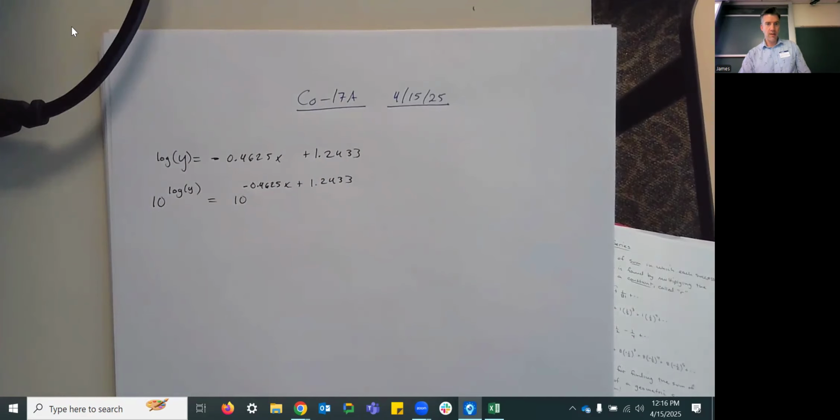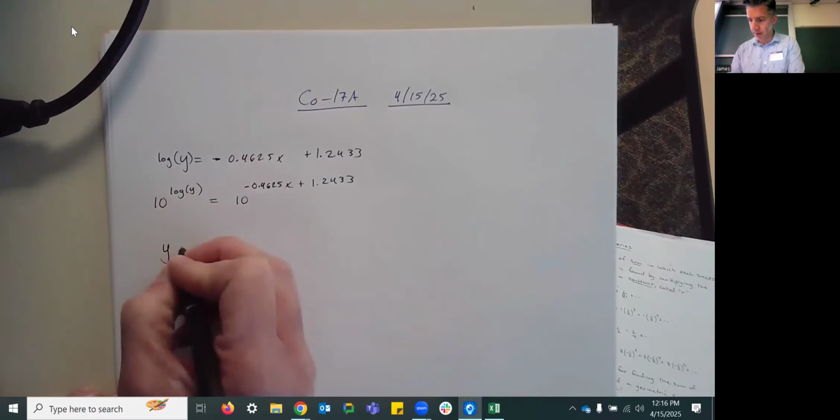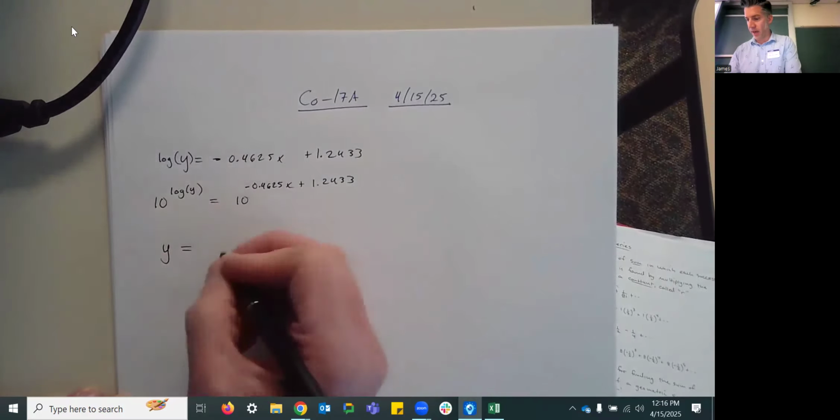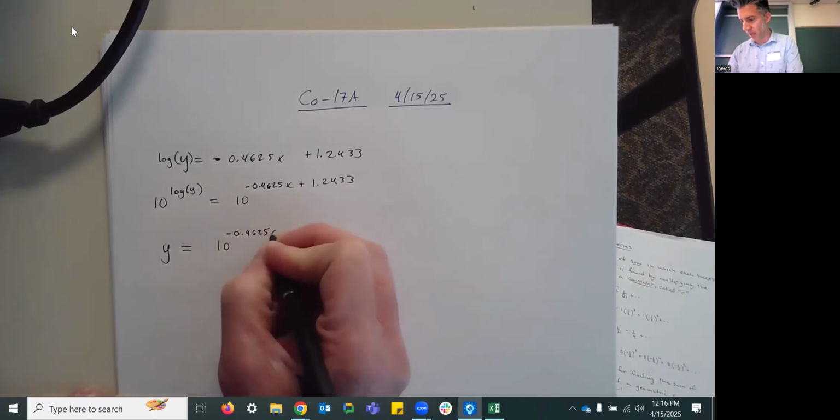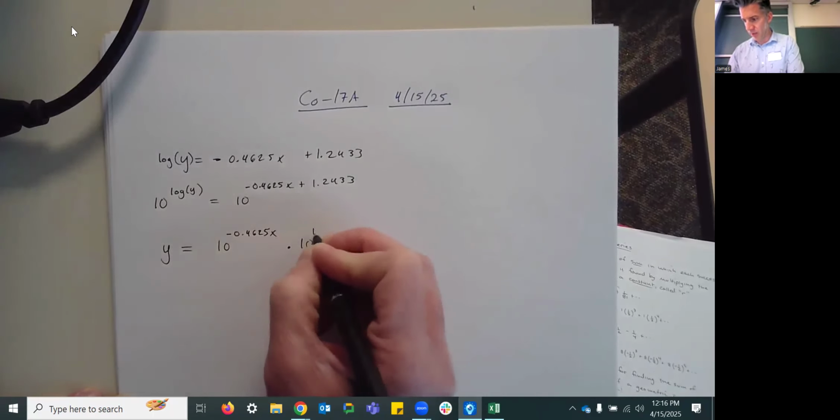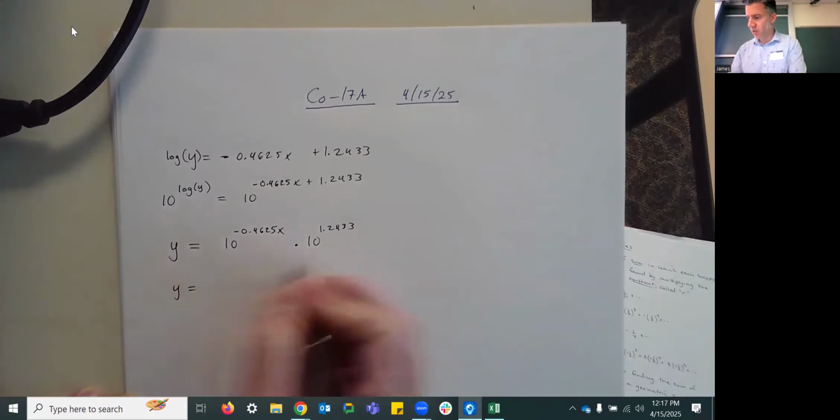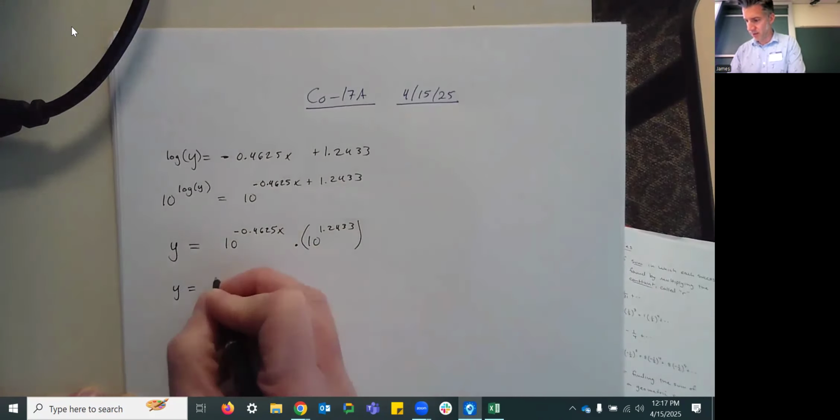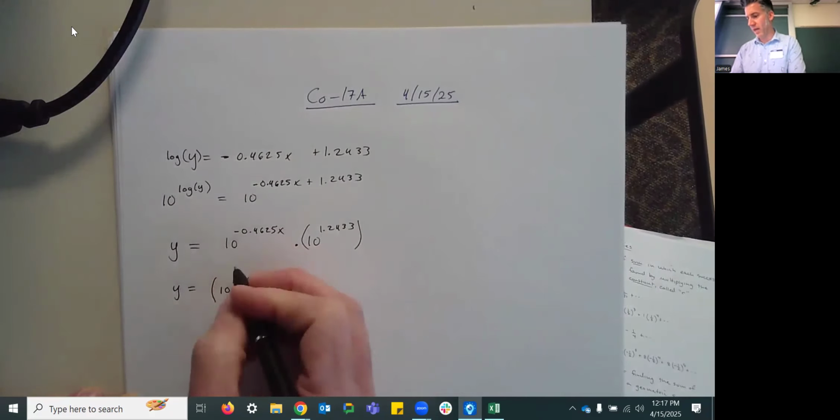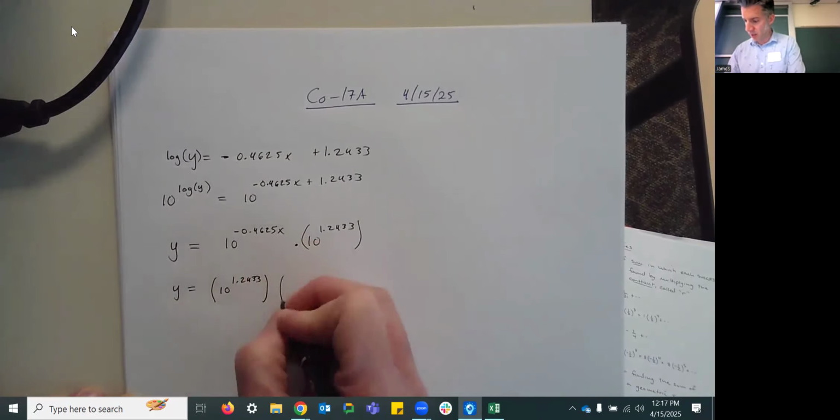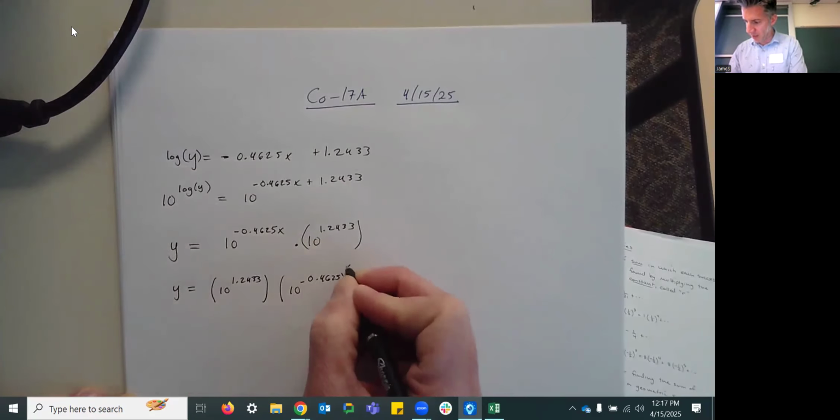And then after that, there's a couple things we typically do. We always write the left-hand side as just Y. On the right-hand side here, we're going to break this up as 10 to whatever that number is, negative 0.4625 times X, times 10 to the 1.2433. We usually write this number first because it's the constant. So we have 10 to the 1.2433. And we usually rewrite this as 10 to the number to the X. So it's 10 to the negative 0.4625, all to the X power.